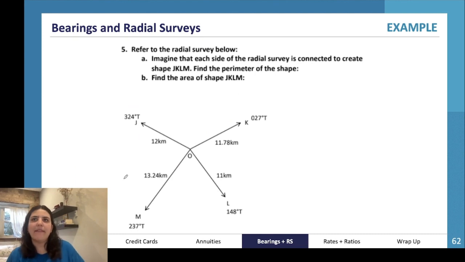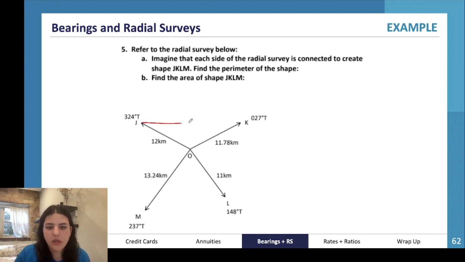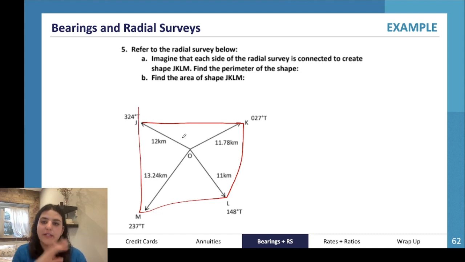Okay, let's have a look at this example here too. Imagine that each side of the radial survey is connected to create the shape JKLM. Find the perimeter of the shape. So this involves us doing essentially 4 applications of the cosine rule to find the perimeter of this shape. And then we want to find the area. So this one's quite lengthy. Let's kind of treat it as one big question.